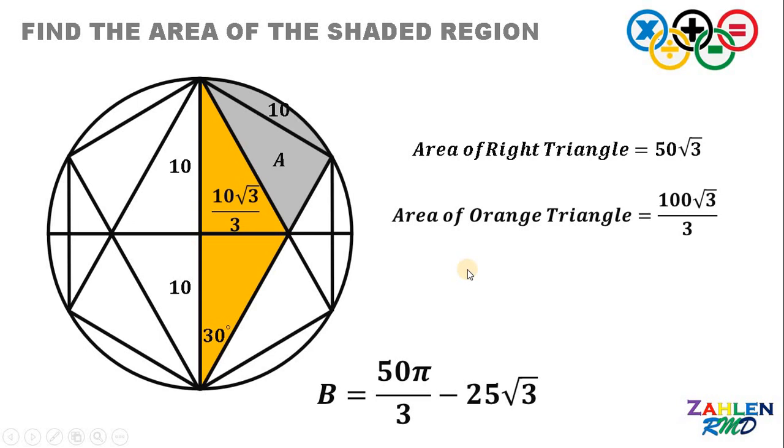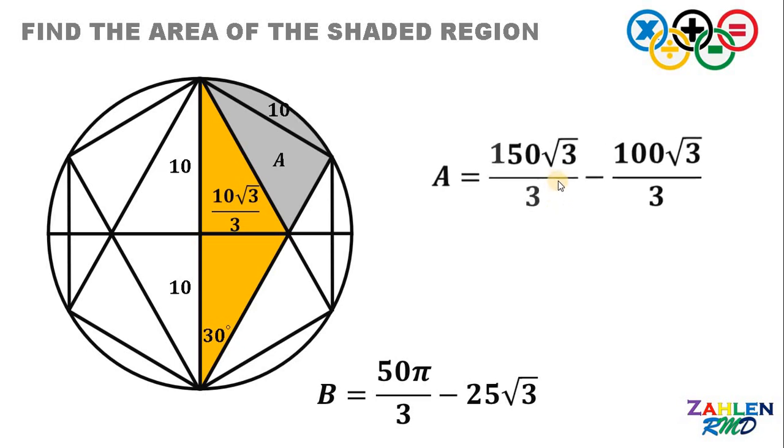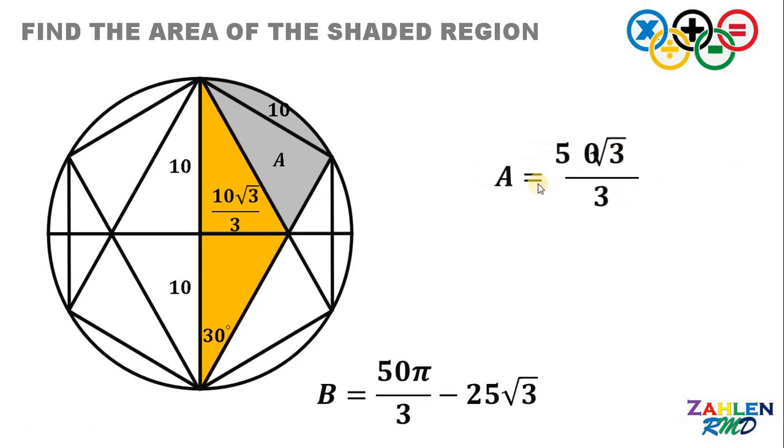Therefore, we can now find the area of this region A. This is just the area of this right triangle, which is 50 times square root of 3, minus the area of this orange triangle, which is 100 square root of 3 over 3. Now, let's simplify. 50 square root of 3 can be written as 150 times square root of 3 over 3. Now, they are similar, so we can now subtract them. 150 times square root of 3 minus 100 times square root of 3 will give us 50 times square root of 3 all over 3.